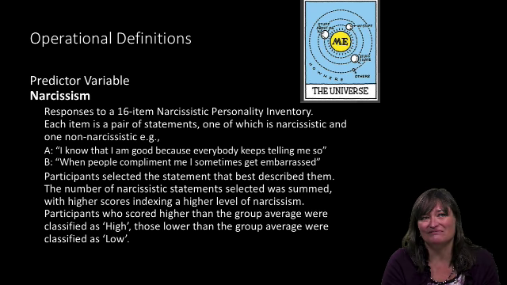And then to score this scale, the researchers would count up how many of the narcissistic statements the participants endorsed. Those that were higher than the group average, those that endorsed more than the average, were classified as high on the narcissistic trait, and those that were lower than the group average were classified as low on the narcissistic trait. So let's look at some of their results now.